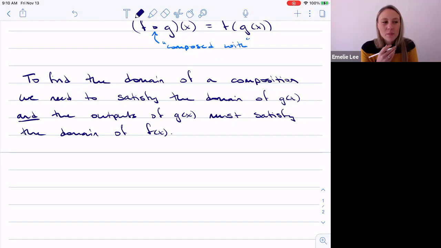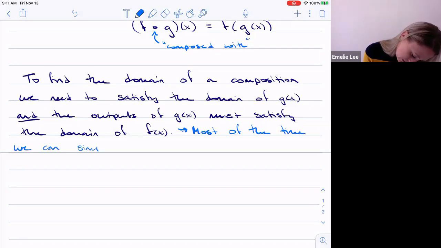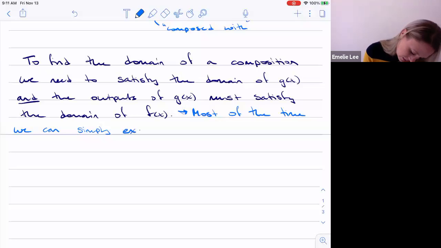So that can be a little bit tricky, but for the most part, we can just look at the final function and look at the domain. That's not always the case, but for what we're doing, we can just look at the final output. Most of the time, we can simply examine the final function.